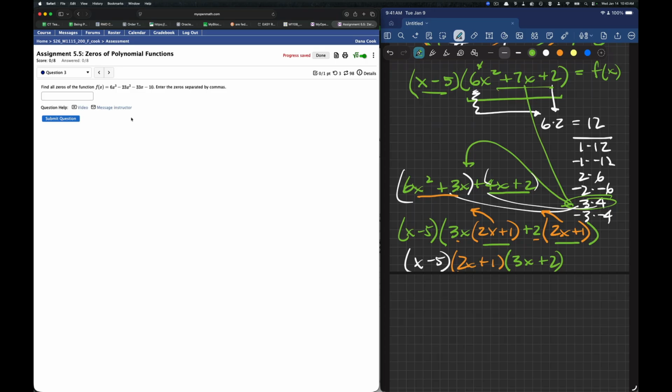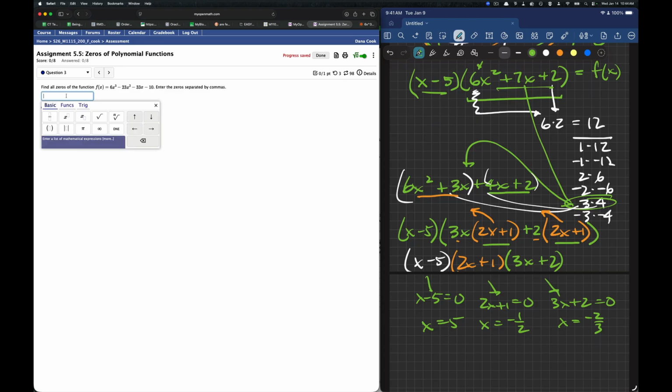Okay, so what are my 3 factors? Remember, I take this, set it equal to 0. Take this separately, set it equal to 0. Set this separately equal to 0. And I get x equals 5. I get x equals negative 1/2. And I get x equals negative 2/3. And so those are our 3 answers.